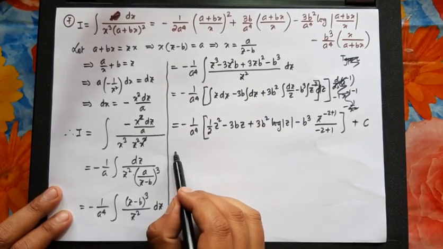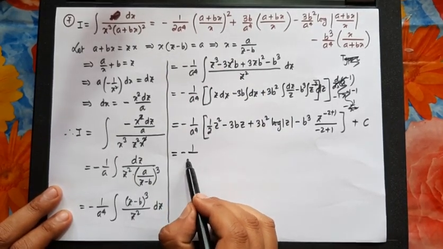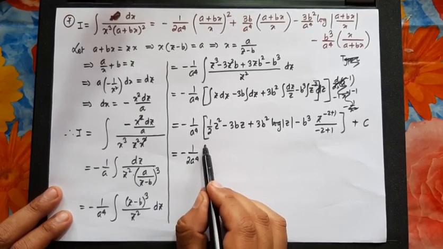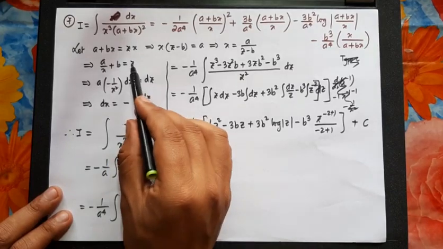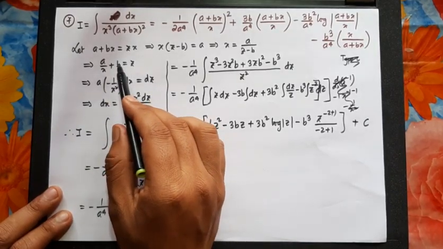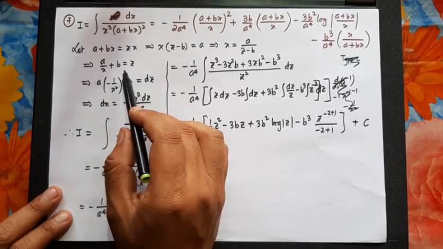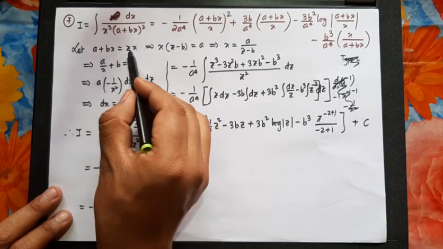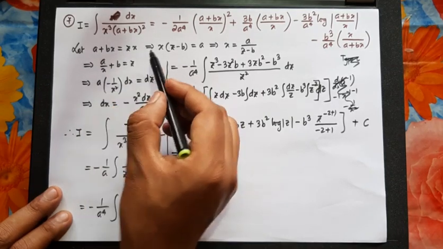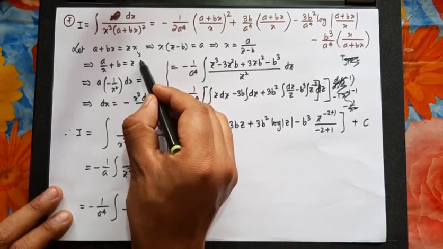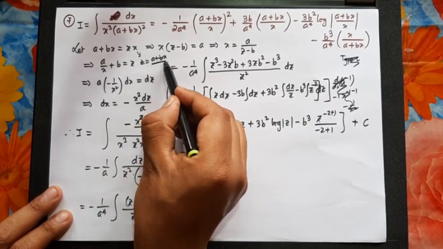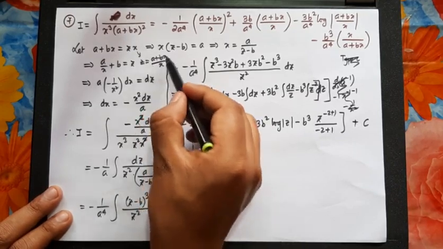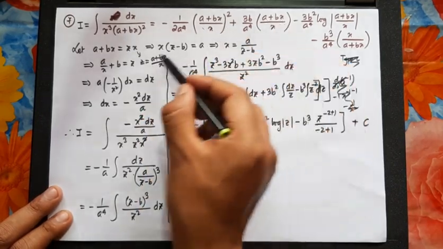Okay, now in our answer we have 2 as well, so let me take 2 common here. So we have minus 1 by 2 a to the power 4. Here we have z square, and what is z? z is equals to this much, right? Or else, if you divide both sides by x, what will you get? You will get z equals to a plus bx by x, right? Why am I using this? Because in our answer we have only this one.